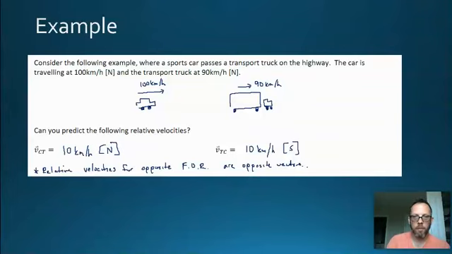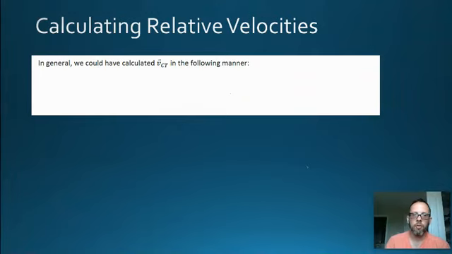All right, so we've done a little one-dimensional example, but we basically eyeballed the solutions here. So we want to eventually talk about how we can actually calculate these. Do we have some kind of formula, equation, or tool we can use? In general, we could have calculated the velocity of the car with respect to the truck in this manner. I'm going to show you two ways to think about it.